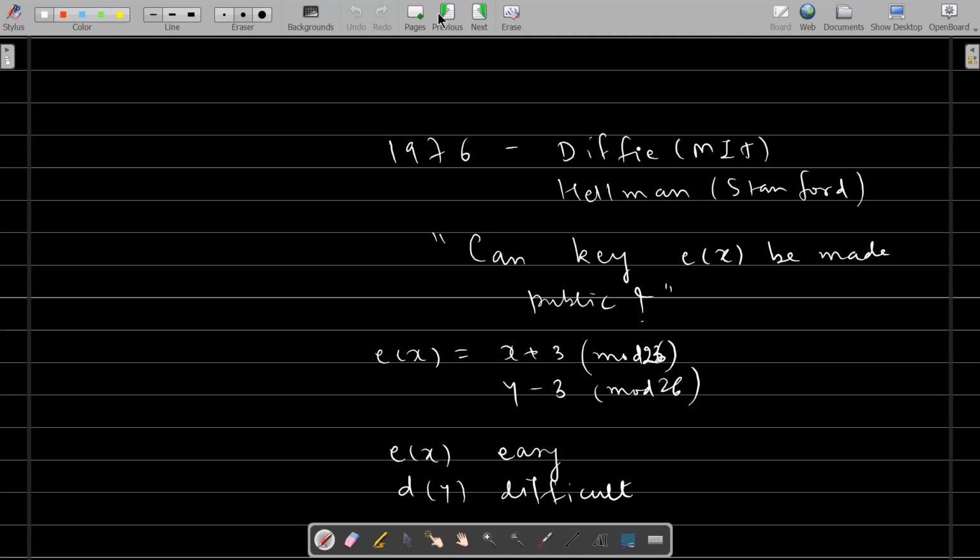In fact, RSA came with one such example, and that's called the RSA algorithm or RSA system, and that's what we are going to see. Okay, sir, if E is difficult, then what will happen? If E is also difficult?